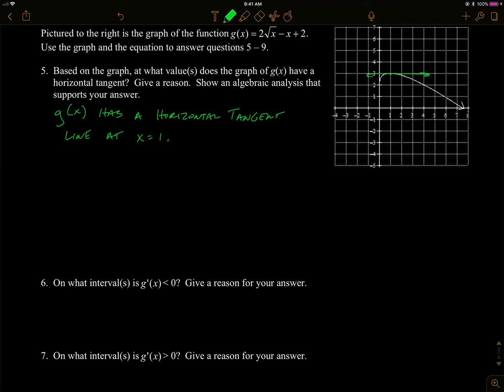I could say, show the algebraic analysis, but I drew it in. How do I know I'm going to have horizontal tangent lines when I draw them in? Typically, I'll say because g of x has a relative maximum.